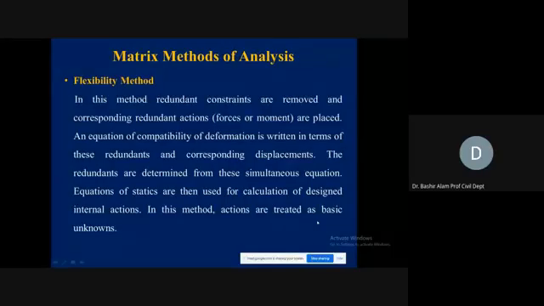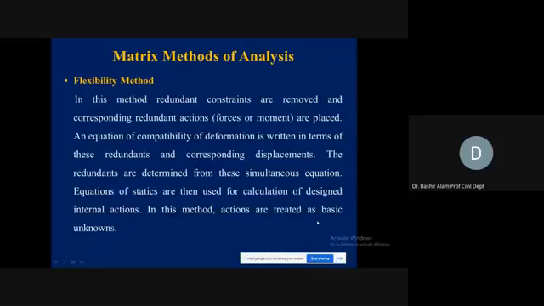Redundant constraints, from where are they coming? They are coming from the statical indeterminacy. So you need to know about the statical indeterminacy. Redundant constraints we identify, we remove them and we replace them by the redundant actions. When we remove the supports, what happens? We get displacement there, which should not be there. So we are having a compatibility problem now.